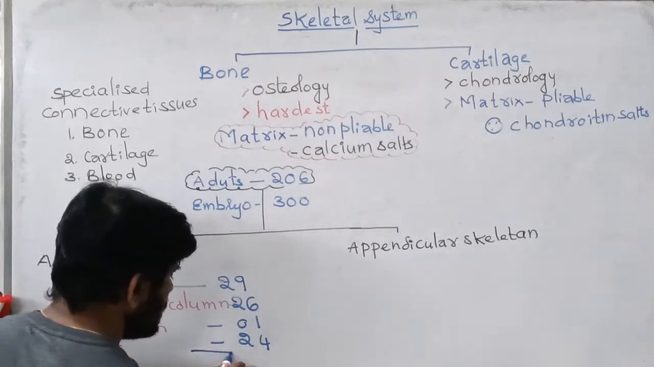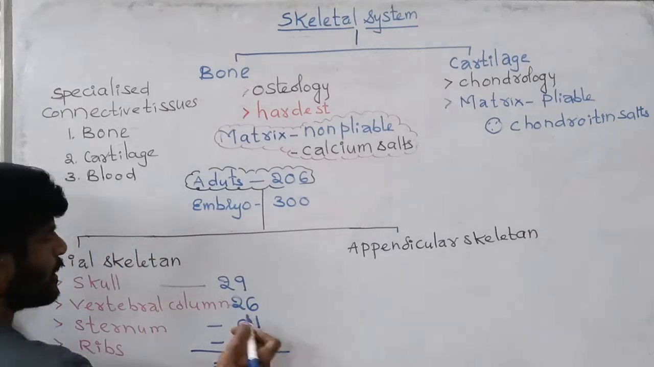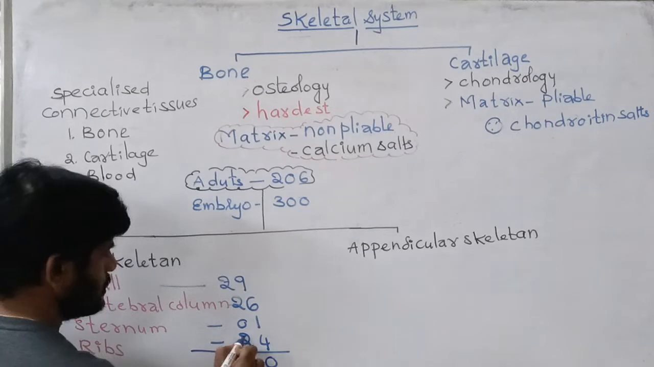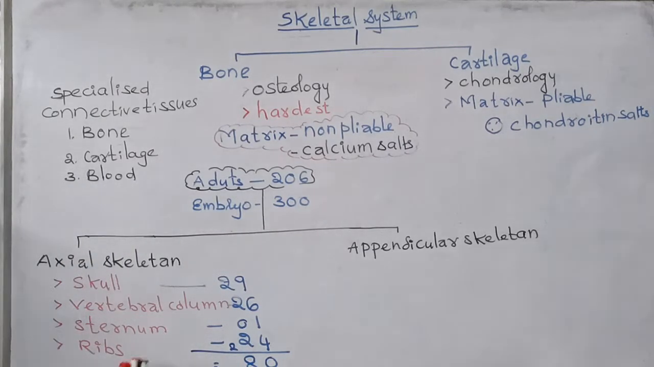Therefore, total number of the bones in the axial skeleton are 80. Skull bones are 29. Vertebral column 26. Sternum 1. Ribs are 12 pairs, equals 24. Total equals 80.